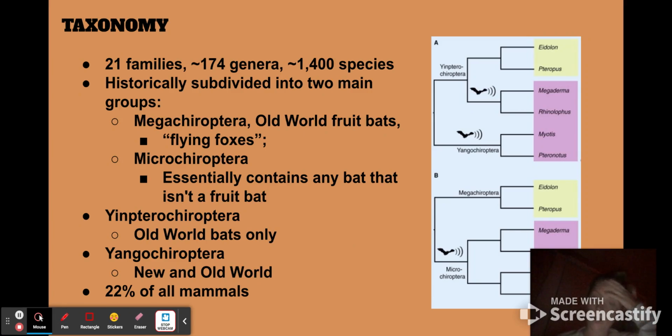I believe that Yinpterochiroptera, goodness, that is a long word, I believe that has six different families. And then the Yangochiroptera has 15. Yes, the math is mathing.